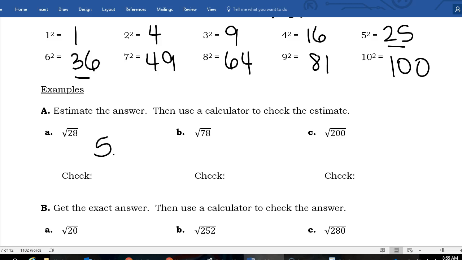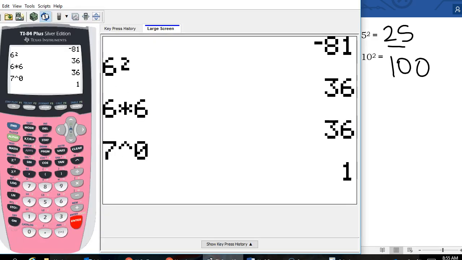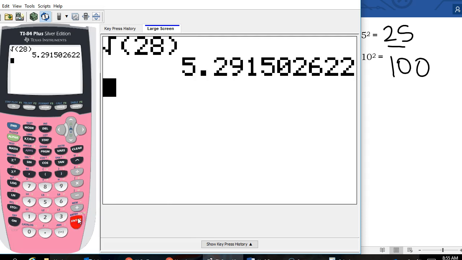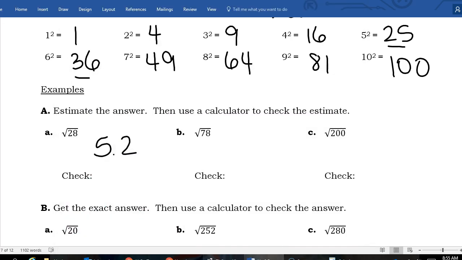And I'm going to just say, well, is it closer to 5 or is it closer to 6? Is 28 closer to 25 or closer to 36? I think it's closer to 25, but it's not super close, so maybe go 5.2 or 5.3. So this is our estimate. Now I'm going to use my calculator to check if that's the right answer. I will go the square root of 28, and I get 5.3 if I were going to round that better. So that was pretty close.